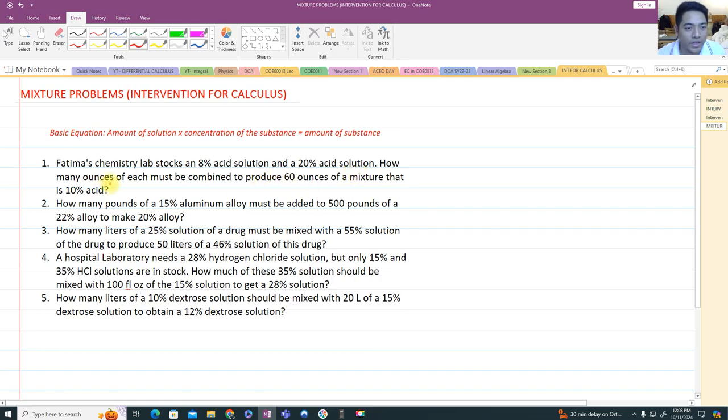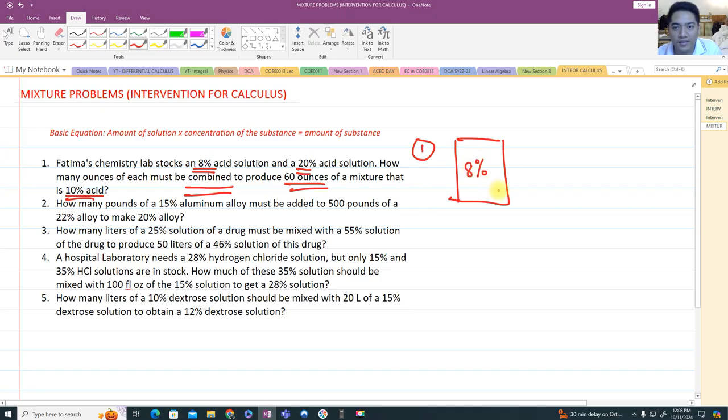How many ounces of each must be combined to produce 60 ounces of mixture that is 10% acid? So for number one, we are being asked how much 8% acid solution and 20% acid solution must be combined to produce 60 ounces of mixture that is 10% acid. In other words, I have an 8% acid plus a 20% acid, and they must be mixed.